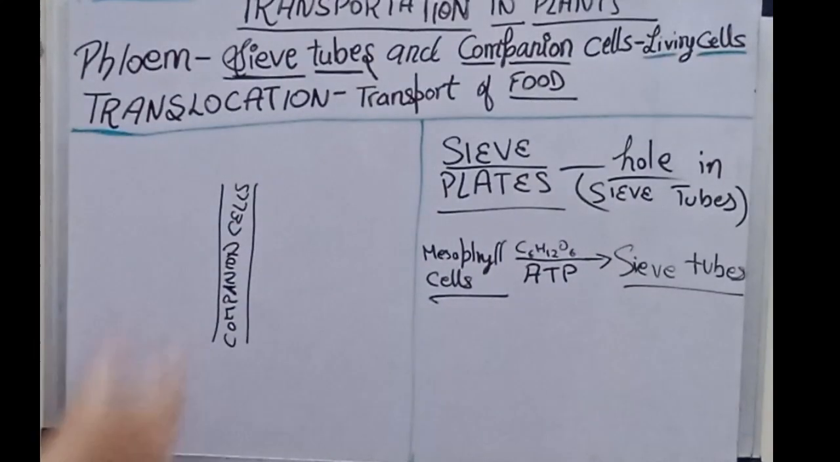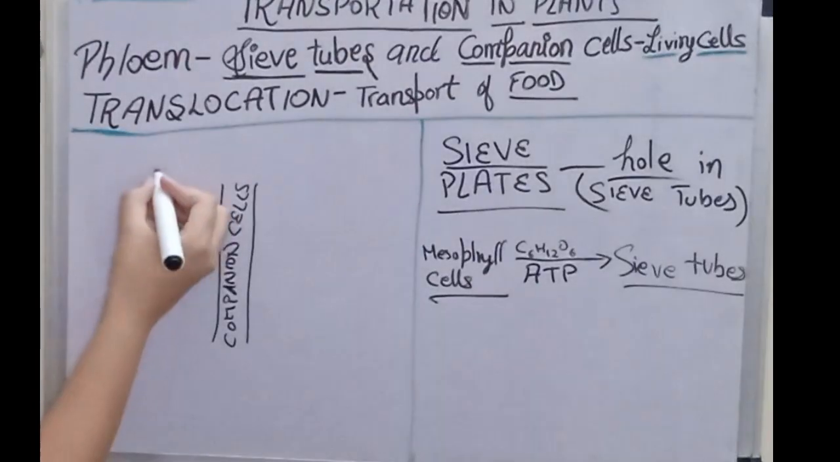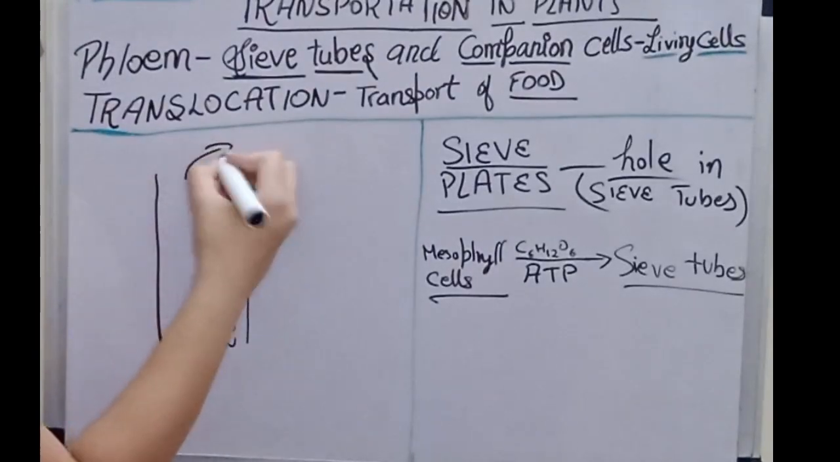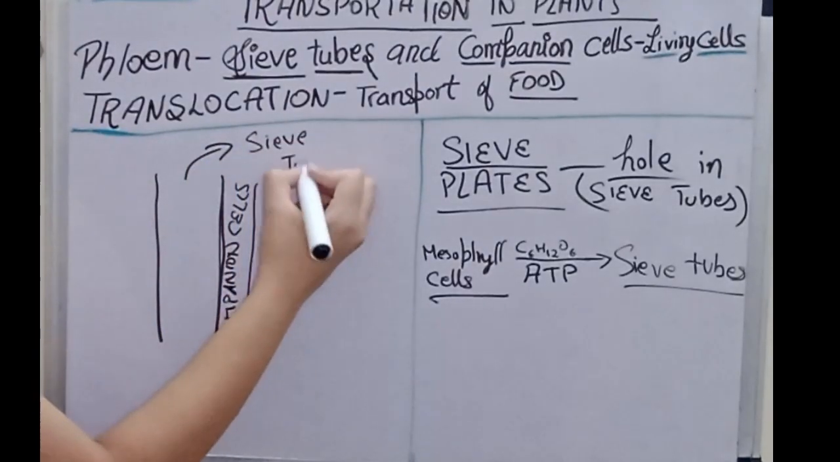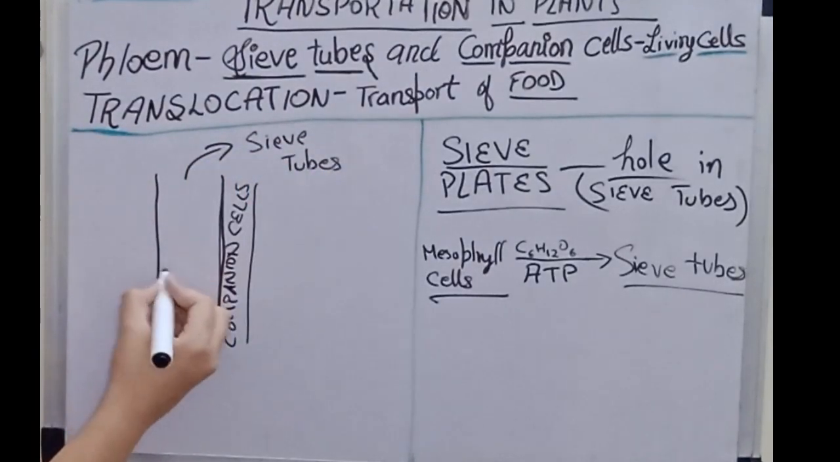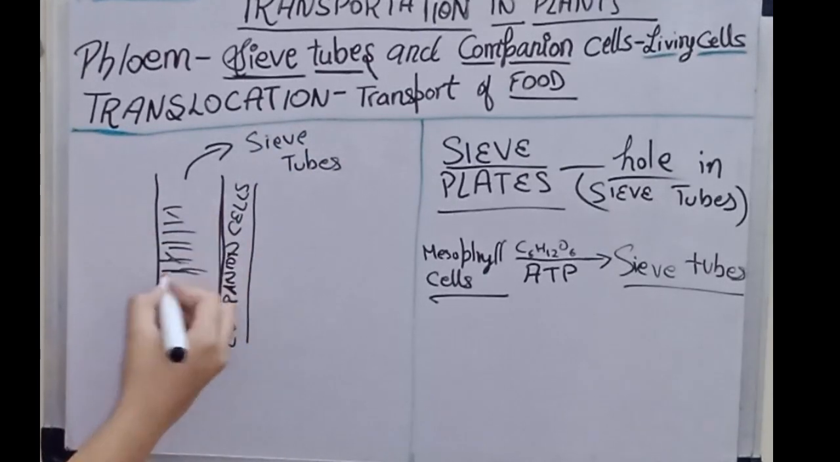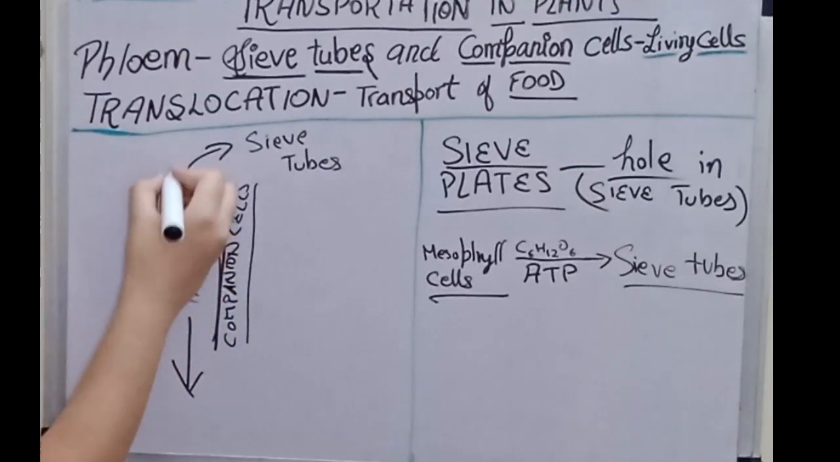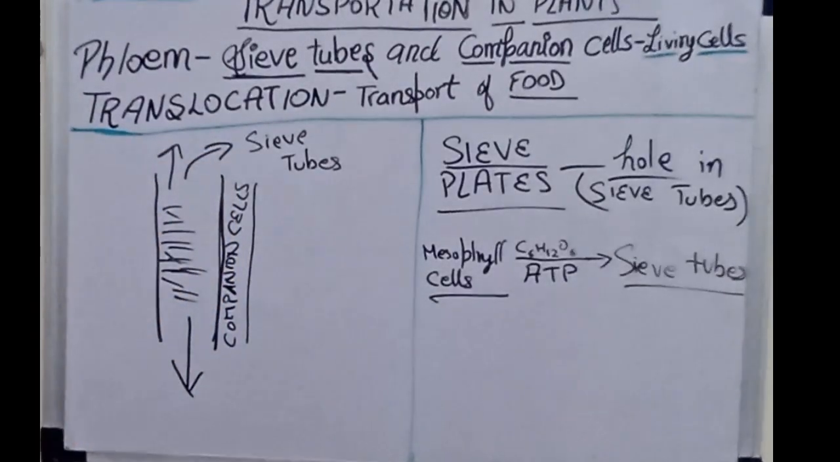I'm drawing it much bigger because I want to show something. Like I have magnified it more. This is what? Sieve tubes. Now here it has, let's say, food. There is food in it. Now you have to transport the food downwards as well as upwards. How will it happen? So now the other thing will come here.